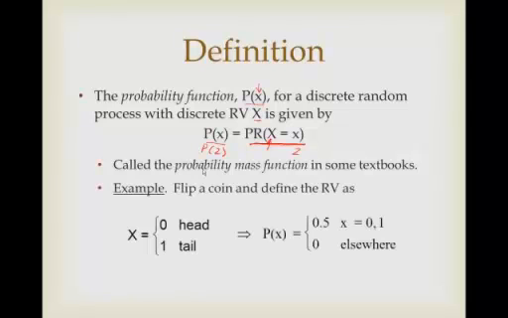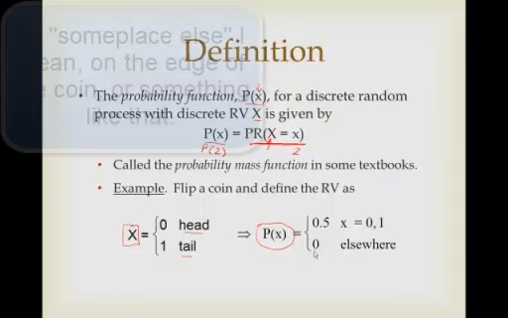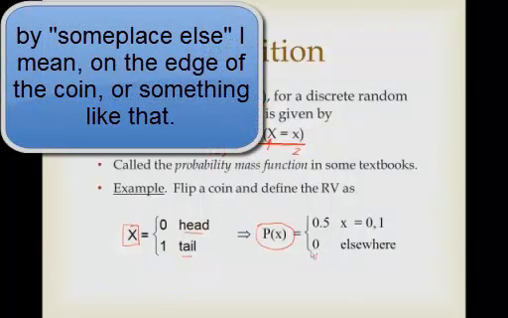So for an example, we could flip a coin and define a random variable, and notice here's our big random variable. That's the face of a coin. It can be either a head or a tail. And in that sense, we can say the probability of getting either the head or the tail is 0.5 for each one. And of course, we're going to call it a 0 for anything else, even though it could trivially end up someplace else.